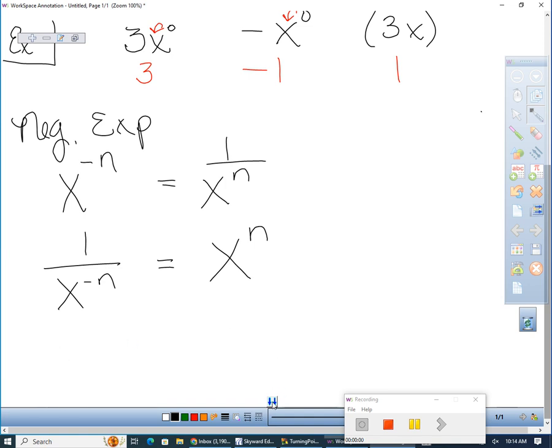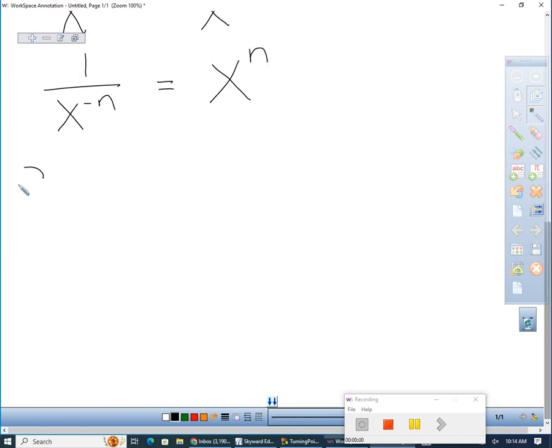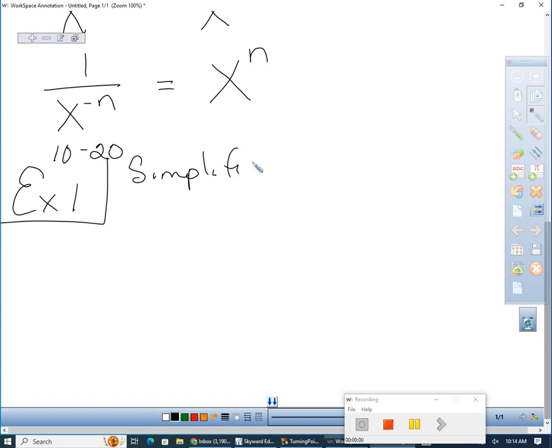Okay. So that being said, example number 1. In the first section in your homework, which is problems 10 through 20, I'm going to ask you to simplify. In these problems, you are only doing one of the rules. So in this first section, it's just one rule.